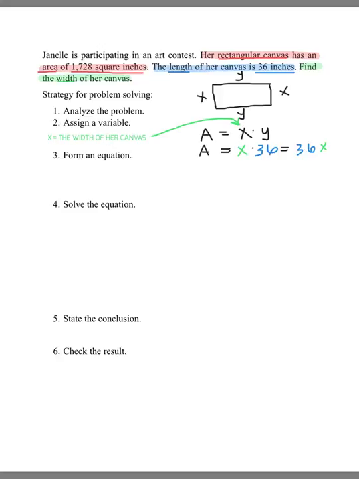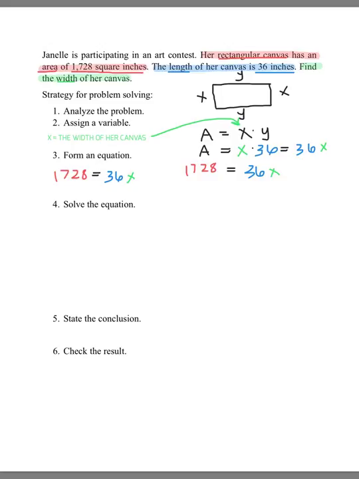But even better, we know that the area is 1,728. So I'm going to go ahead and substitute that in for A. And that's going to give us that 1,728 is equal to 36x. And that's actually going to be the equation that we're going to be working with. So 1,728 is equal to 36x.